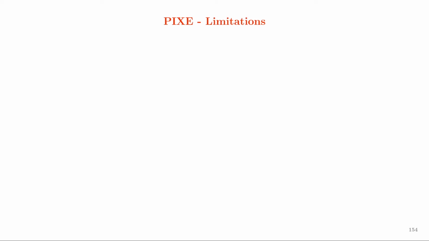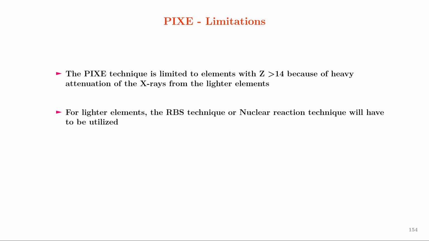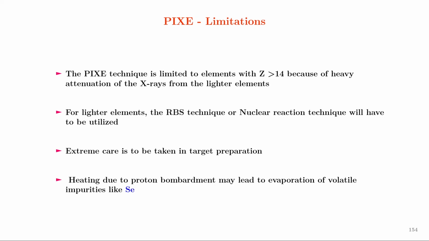Limitations of PIXE. The PIXE technique is limited to elements with Z greater than 14 because of heavy attenuation of the X-rays from the lighter elements. For lighter elements, the RBS technique or nuclear reaction technique will have to be utilized. And extreme care is to be taken in the target preparation. Heating due to proton bombardment may lead to evaporation of volatile impurities like selenium.